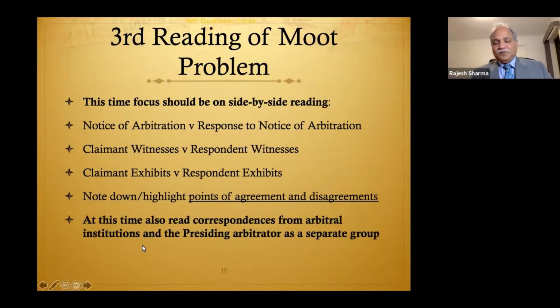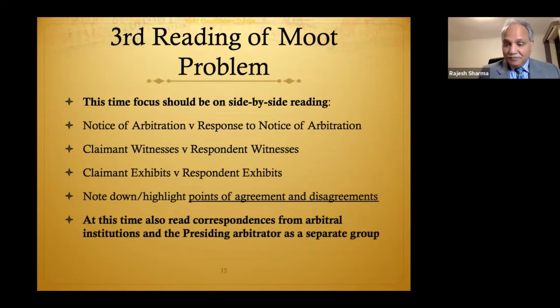At this time, when you are reading it, I will also suggest you read all the correspondence which the arbitration institution has sent to the parties. Most of the time, students ignore this part. I would suggest it is a mistake if you do that, because when the institution or the presiding arbitrator writes any communication to the parties, there is some important information there, which you can use later.